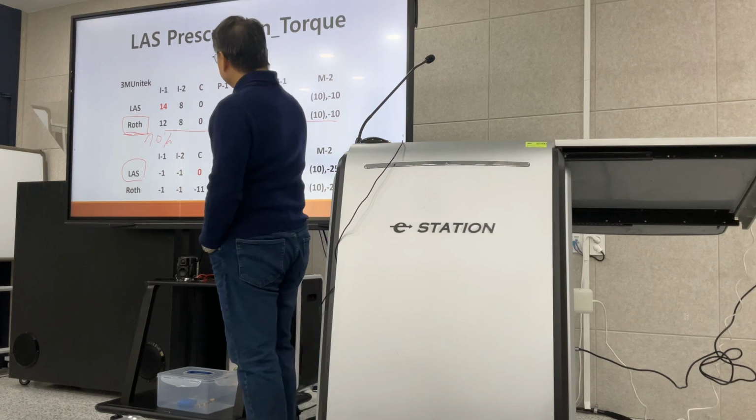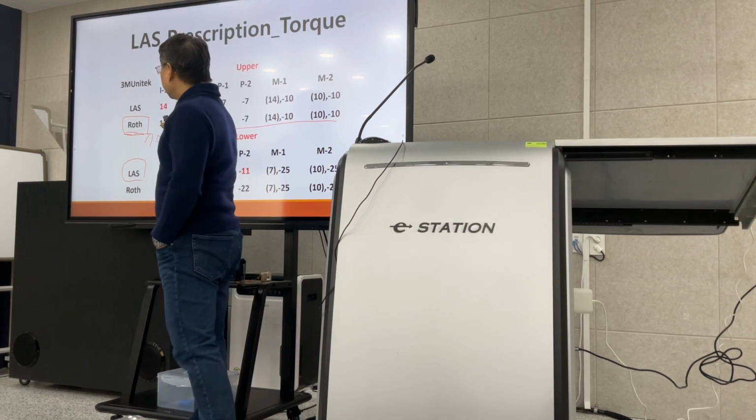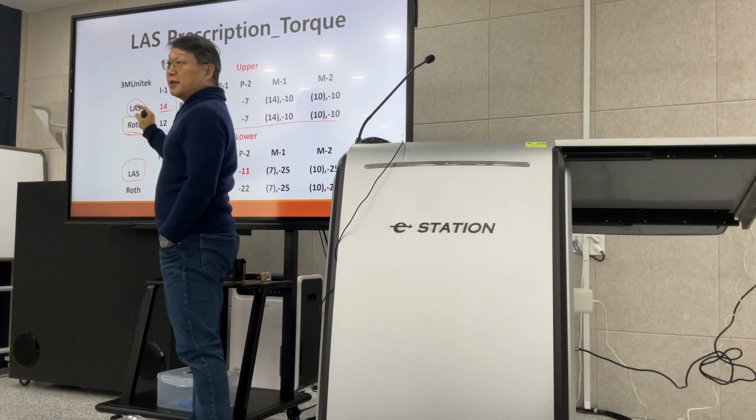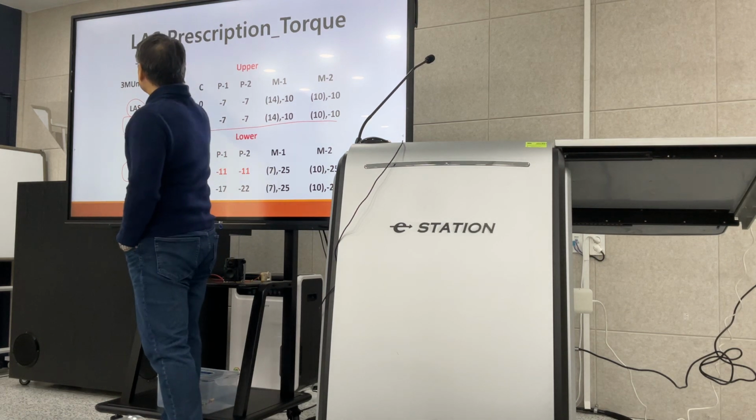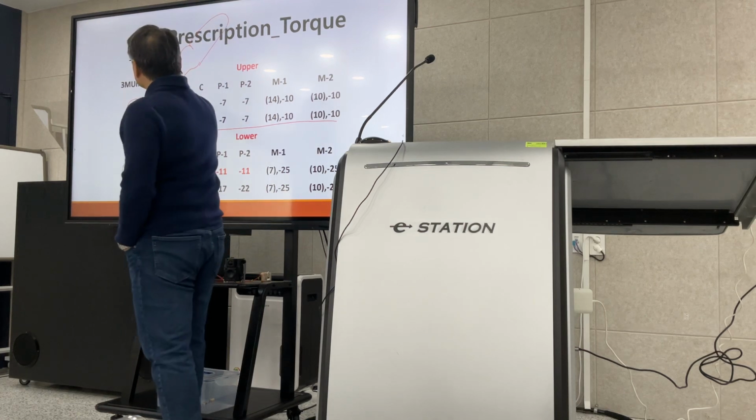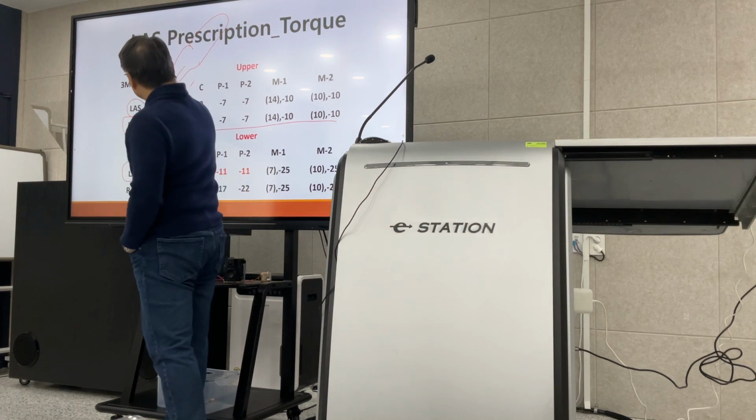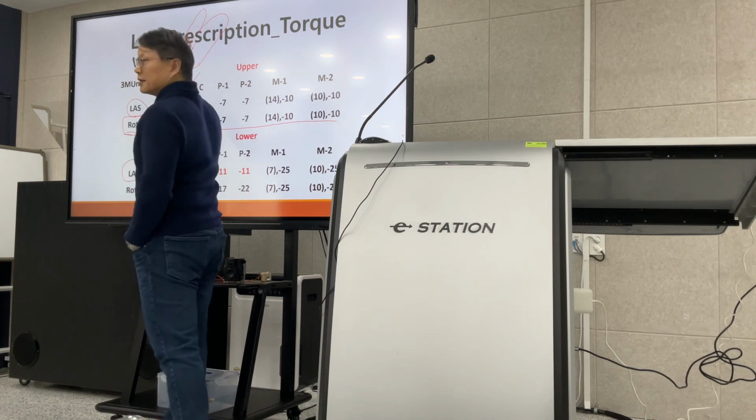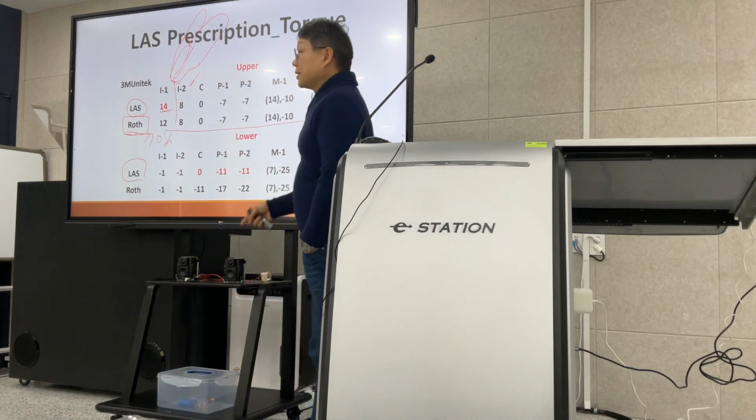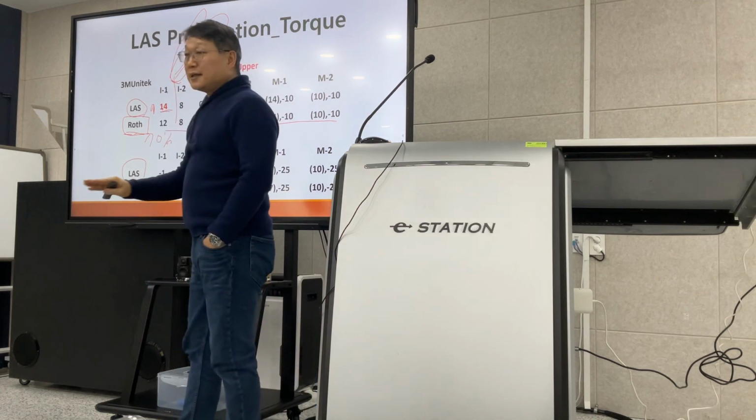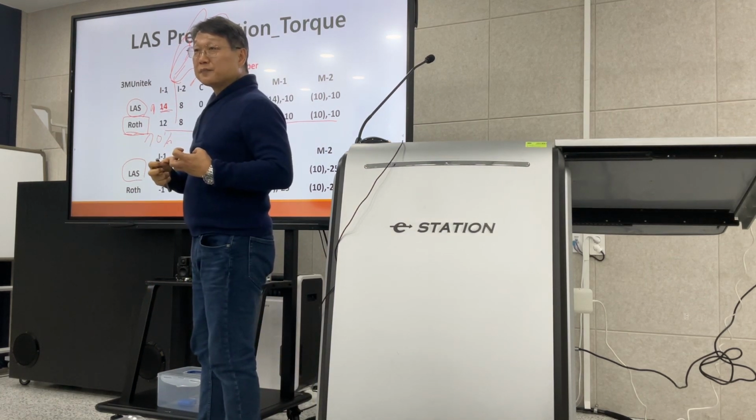In the upper incisor, the last system has 14 degrees. That means the torque will finally be there, 14. But 11 means finally they are torquing right there. It's a difference. But these two kinds of systems are based on the extraction system.